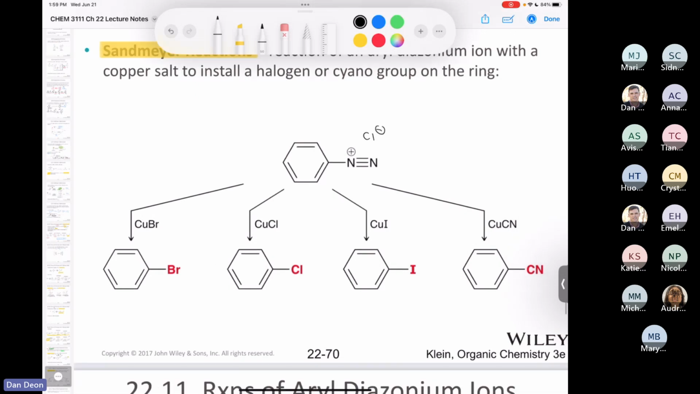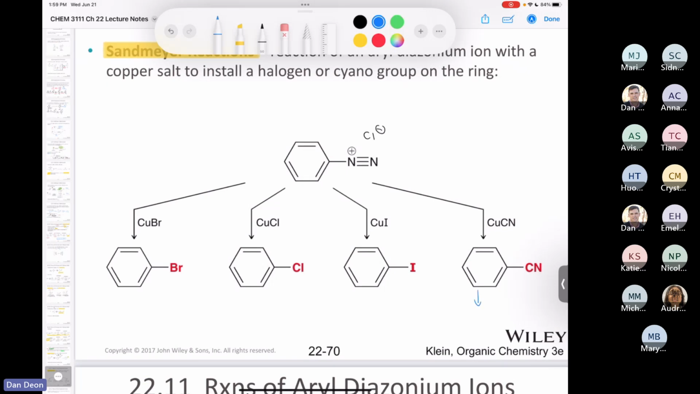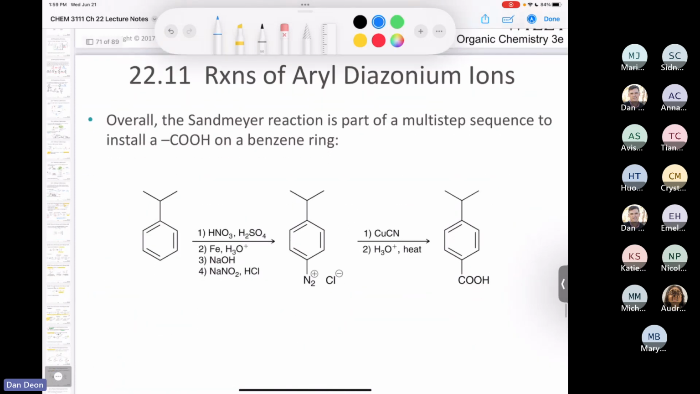One of the neatest things about the chemistry on this page in particular is that if you form benzonitrile, this compound in the bottom left, you know that we can take that and treat it with acid and heat it up, and from that we can make benzoic acid. So it gives you a new way to put a carboxyl group, to make a carboxylic acid, on an aromatic ring. And that's what they're trying to show you in this slide here, okay?